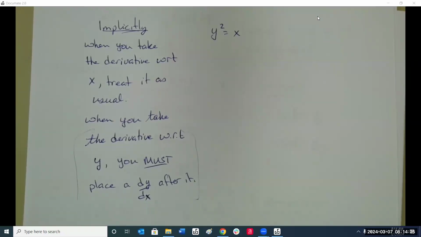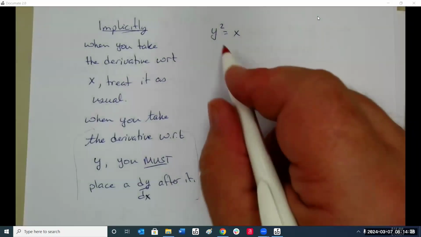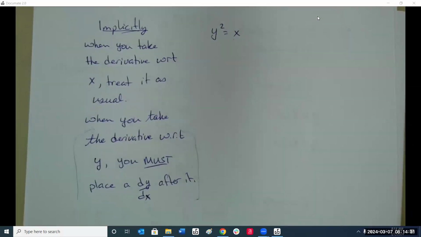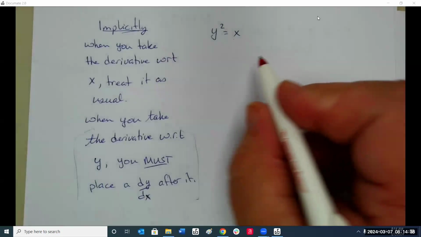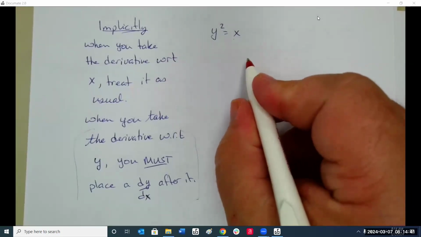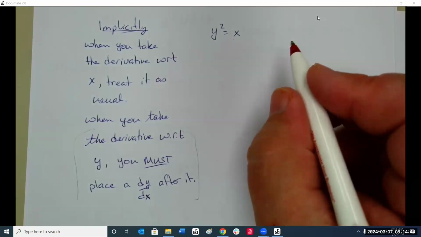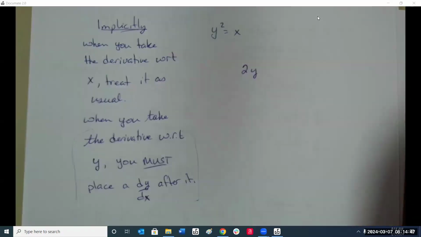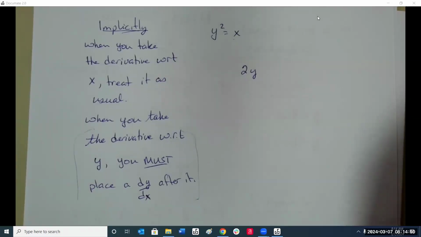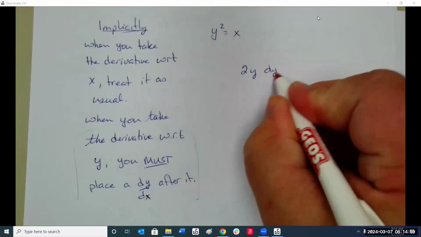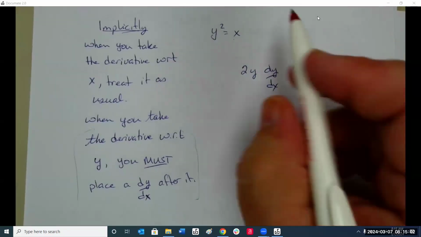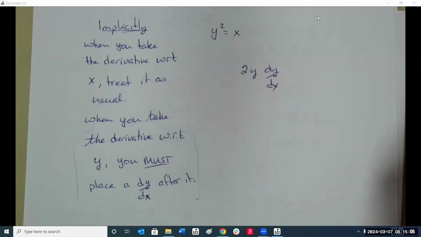Let's see what this means mathematically. Take the derivative of both sides. What's the derivative of y squared? Two y. Is that it? Nope. What did I just write up there? What you guys just spent 5 minutes writing? You have to put a dy dx behind it. Whenever you take a derivative of the y variable, you have to put a dy dx behind it. What's the derivative of x?